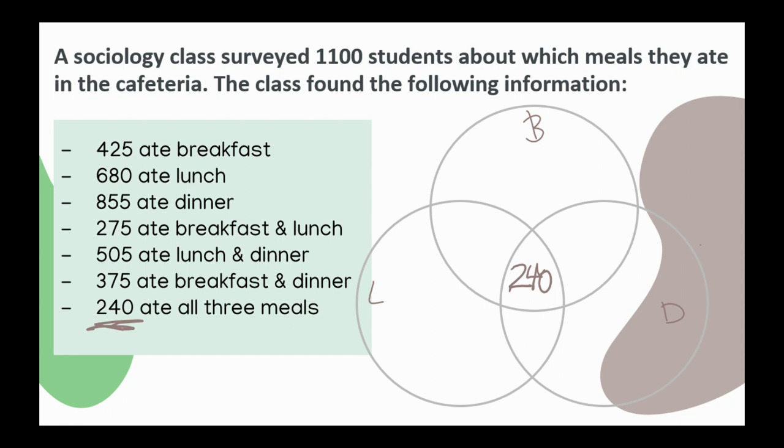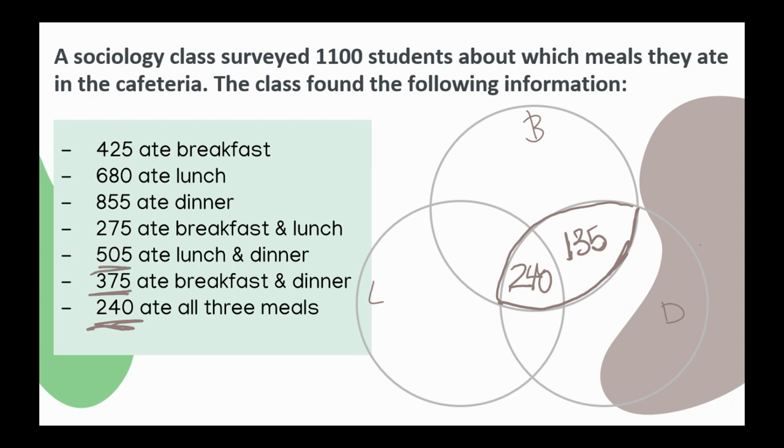That's the easy one. Now we know 375 ate breakfast and dinner. But 375 means that's the intersection of breakfast and dinner. That includes the 240 that we've already accounted for. So we need to subtract 375 minus 240, which means there's 135 people who ate just breakfast and dinner, but not lunch. Okay, does that make sense? Because we've already accounted for 240 people who ate 3. So of the people who ate breakfast and dinner, 240 of them also ate lunch, which means that there's 135 who only ate breakfast and dinner.